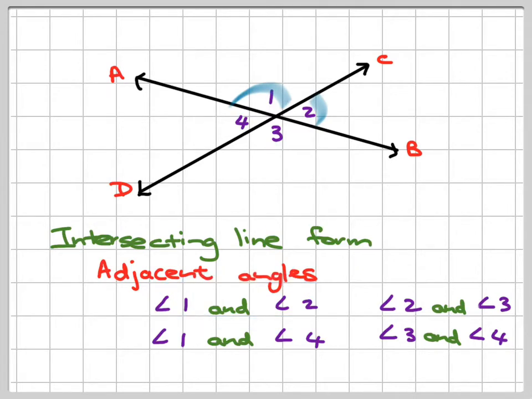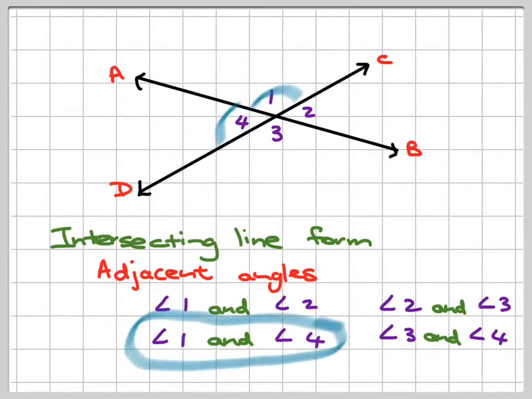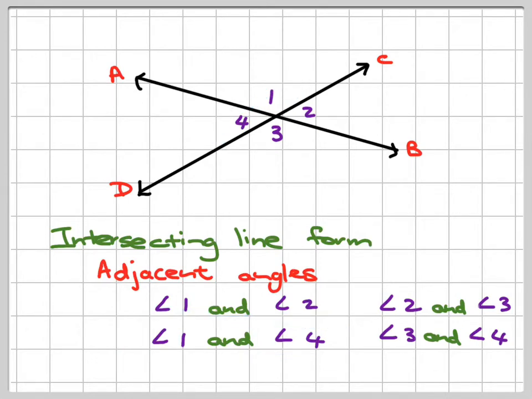We can also say that angles 1 and 4 are adjacent. We can also say angle 2 and angle 3 are adjacent angles. And we can also say angle 3 and angle 4 are adjacent angles.